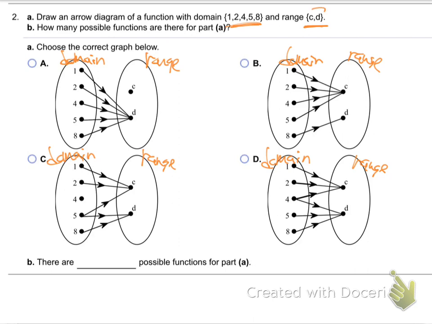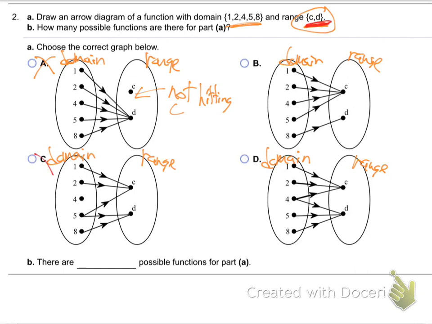So first off, range C, D. That means it's got to hit C and D. So A is not any good because they're not hitting C. It's got to hit C, right? If C and D are in the range, it doesn't just mean that they're in the circle. It means you got to have something hitting it. So that's the reason that is. Let me jump around here and show you what the issue is.